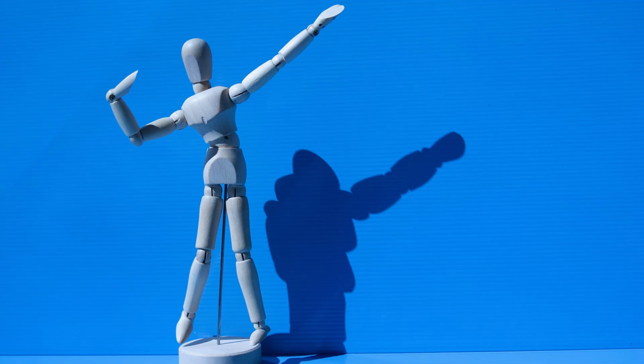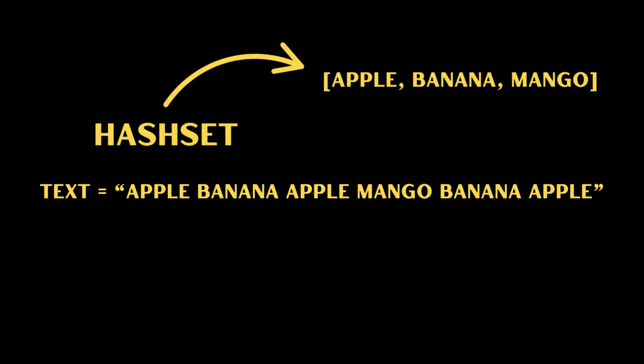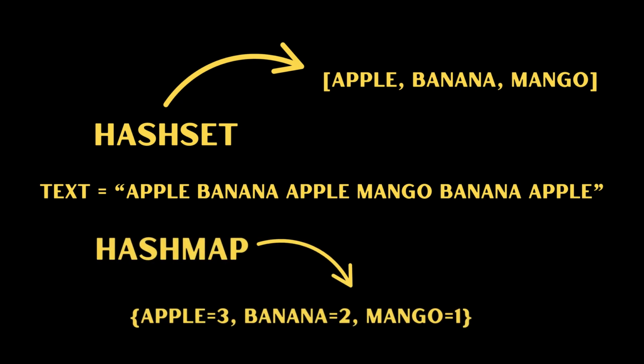Let's think of an example. When you write a text, apple, mango, banana, apple, HashSet will give apple, banana, mango, only the unique words in it. And the HashMap will give apple = 3, banana = 2, mango = 1. It counts how many times a word is repeated.